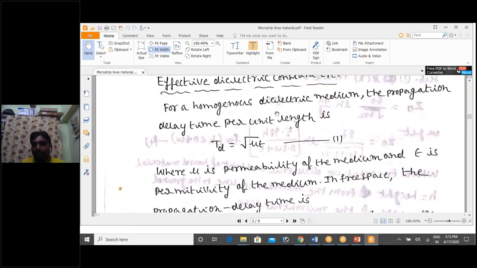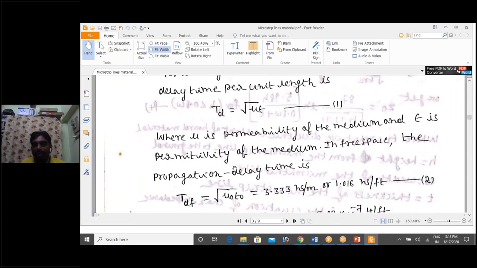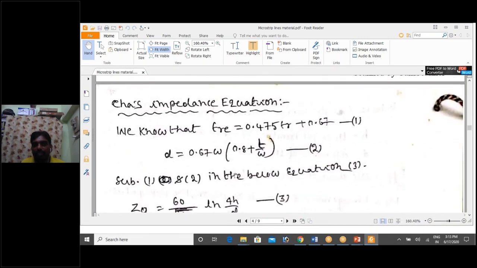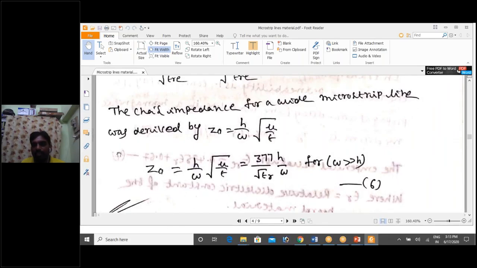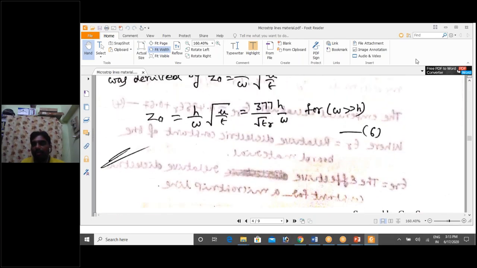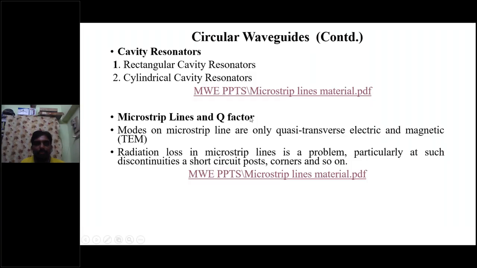Then we are calculating some of the parameters. We already observed this in class, so I'm skipping this one. We calculate dielectric constants for different cases, and this is the characteristic impedance. This is the final equation required for a microstrip line with the dielectric: h by omega square root of mu by epsilon. This is taken from our relation, 377 ohms intrinsic impedance, and the relative permittivity of the substrate, the height and width of the substrate. We can take this from our analysis of circular waveguides and microstrip lines.